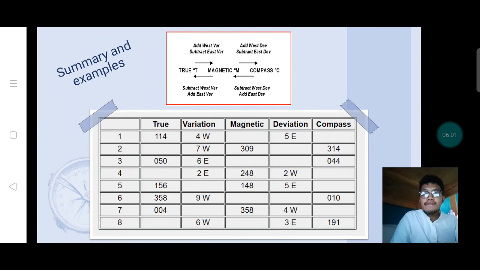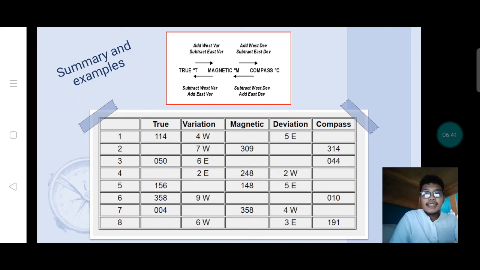Next, for number 8, as we can see, the true bearing is not given, and neither is the magnetic. So we will use CDMVT, from right to left. So 191 and then 3 degrees east. As we all know, when using CDMVT, we always add east and always subtract west. So 191 plus 3 degrees east will be 194. So the magnetic bearing will be 194.